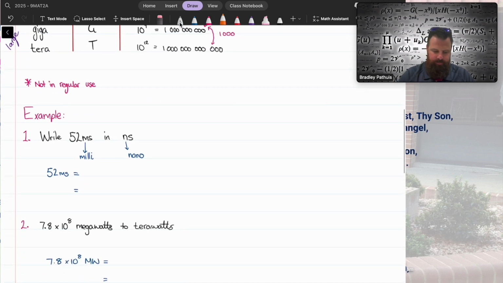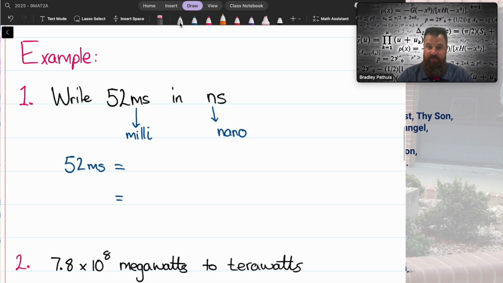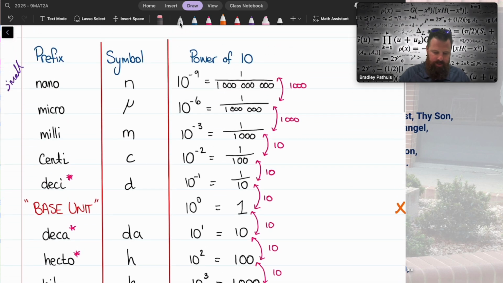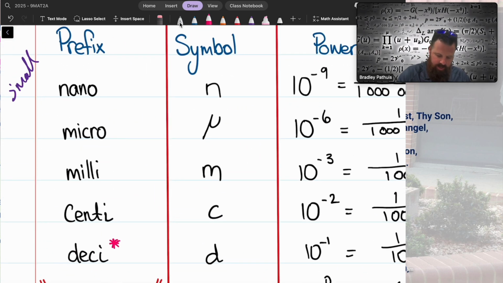So a couple of examples. This first example says write 52 milliseconds in nanoseconds. So the first thing I need to figure out is, am I going from something small to something big, or from something big to small? So I'm going to refer back to my table. I'm starting at milli and I need to move to nano. Coming up to my table, I can see here is milli, and I want to move up to nano. So that means I'm starting at something big because milli is under nano on the table. So I'm going from a bigger unit to a smaller unit. So that means I'm going to divide.